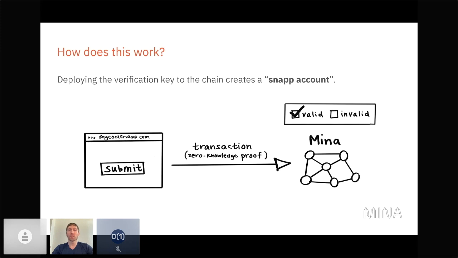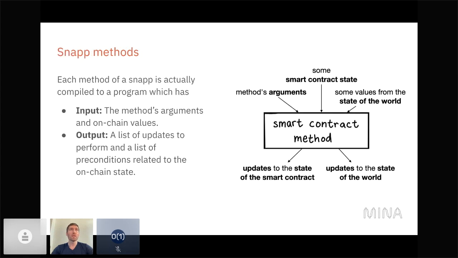And this just illustrates it running successfully. And if the proof is invalid, of course, the transaction is rejected by the Mina blockchain. And that keeps the state of the Snap account correct. And then lastly, to describe how a smart contract method works, and then after this, we're going to jump into SnarkyJS.